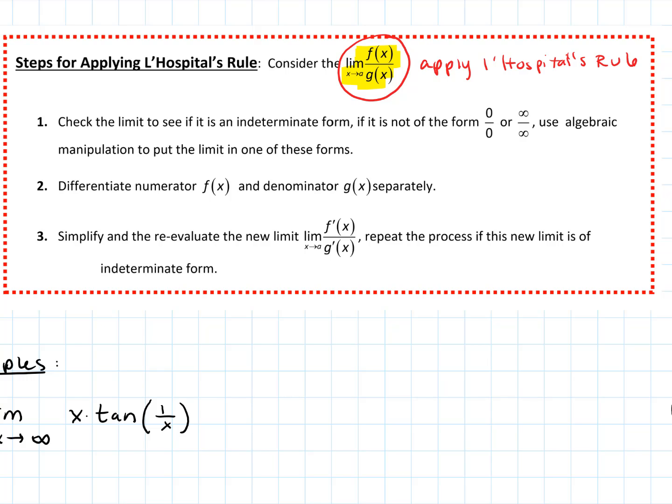So here's the piece that we're adding in this video. When we have these other two indeterminate forms, sometimes we have to use algebraic manipulation to put the limit into one of these forms, the 0 over 0 or the infinity over infinity. If we can get it into that form, then we can differentiate numerator and denominator separately, simplify and reevaluate the new derivative, the limit of the ratio of the two derivatives, f prime of x over g prime of x. And then we just repeat the process as necessary. So that's what we're going to do.